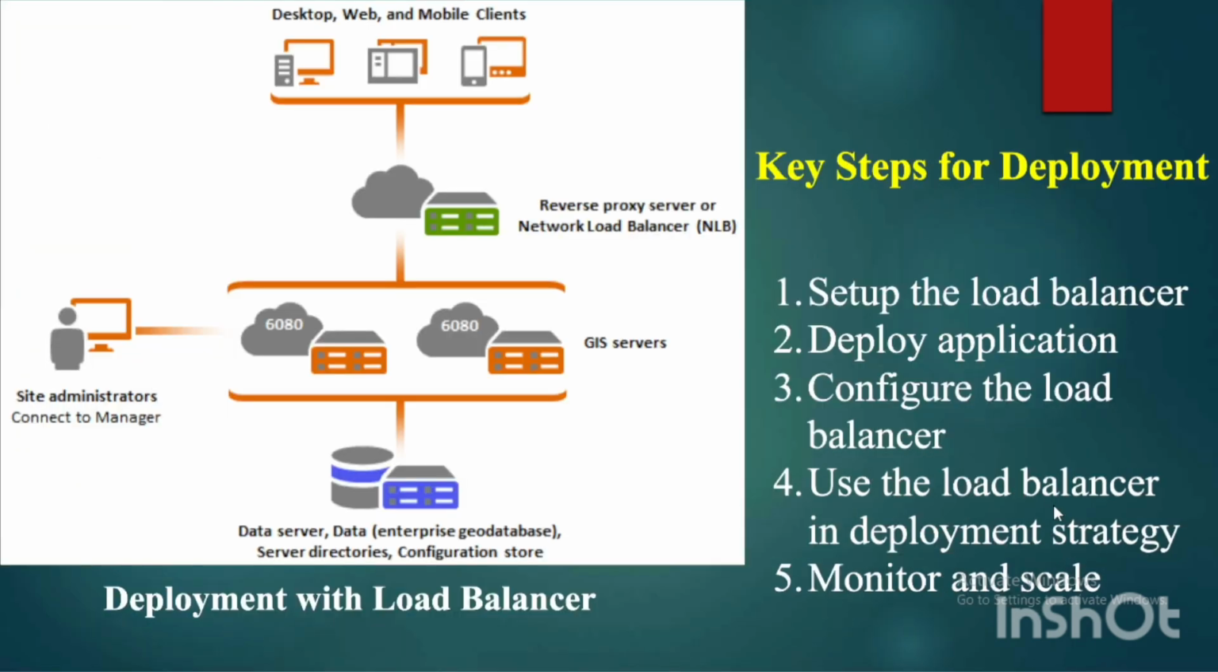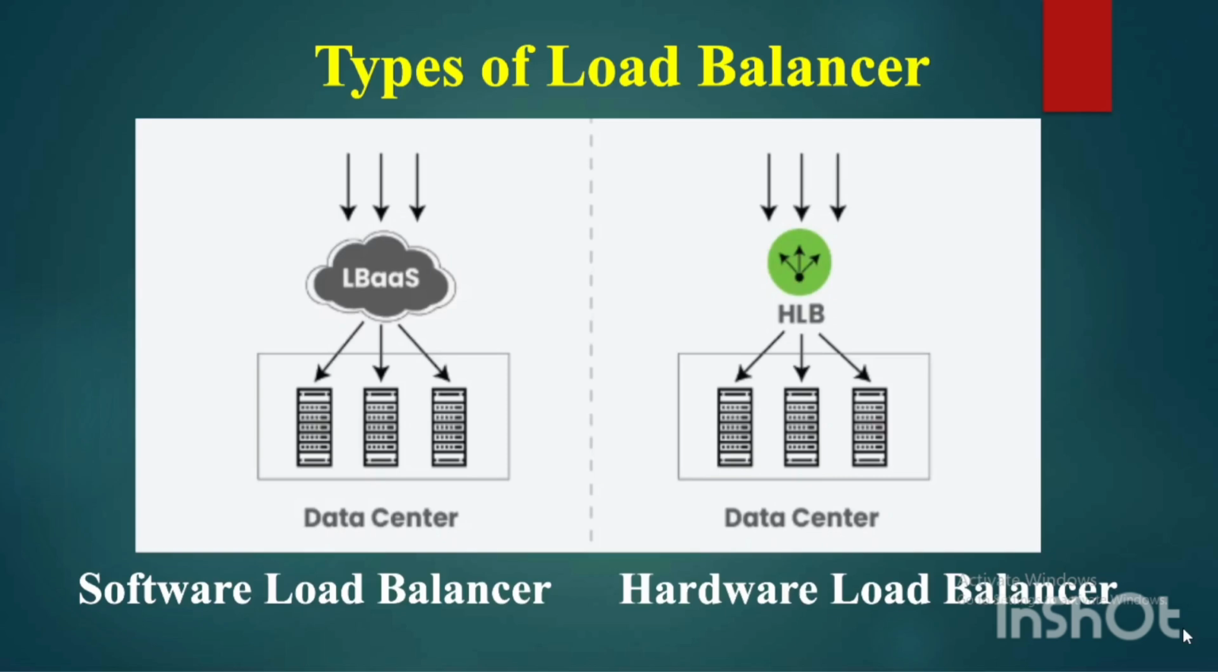Now let's move on to the next slide. Deployment. In a deployment with a load balancer, the process starts by setting up a load balancer to handle incoming traffic. Next, we deploy the application on multiple web servers. Then we configure the load balancer to distribute requests evenly across those servers. Once that's done, we use it as part of our deployment strategy, allowing zero downtime during updates. Finally, we monitor performance and scale up or down based on user traffic. Now let's talk about types of load balancer.